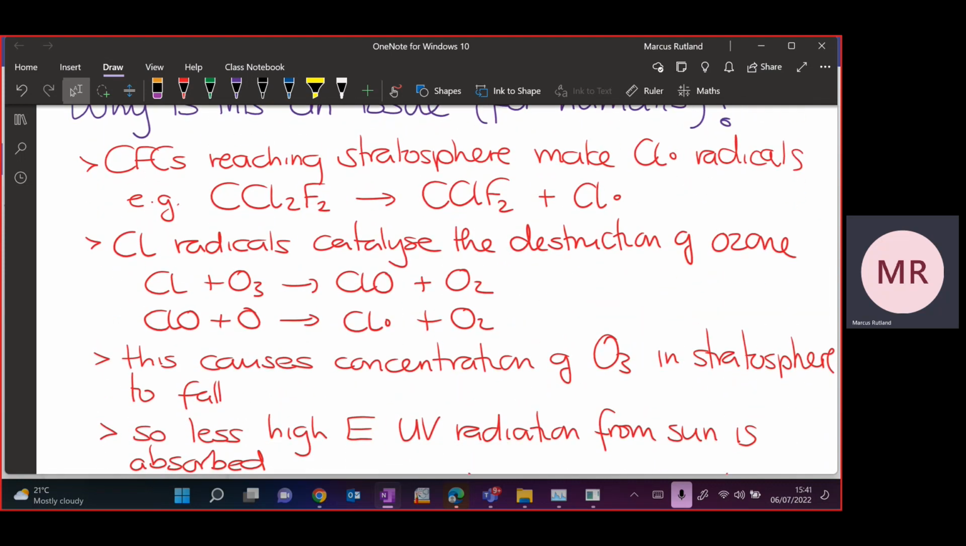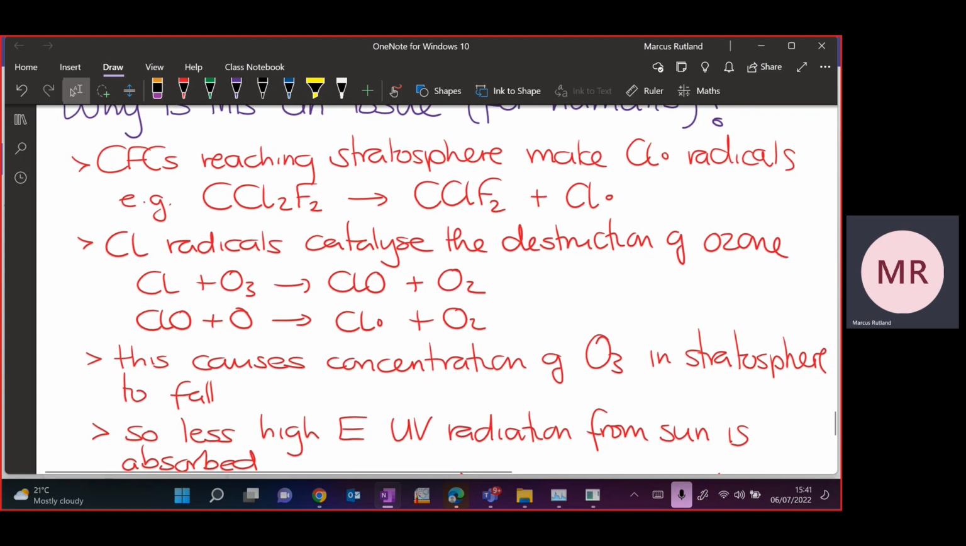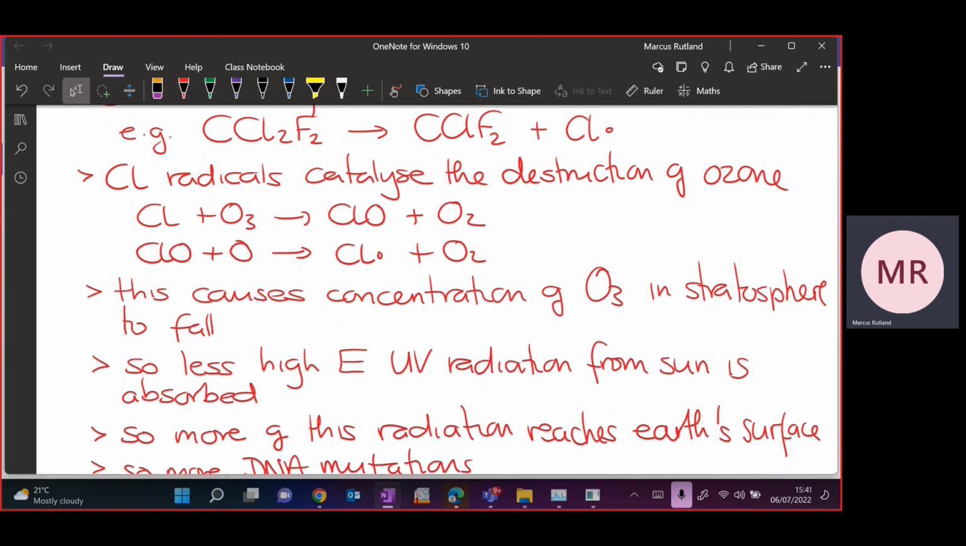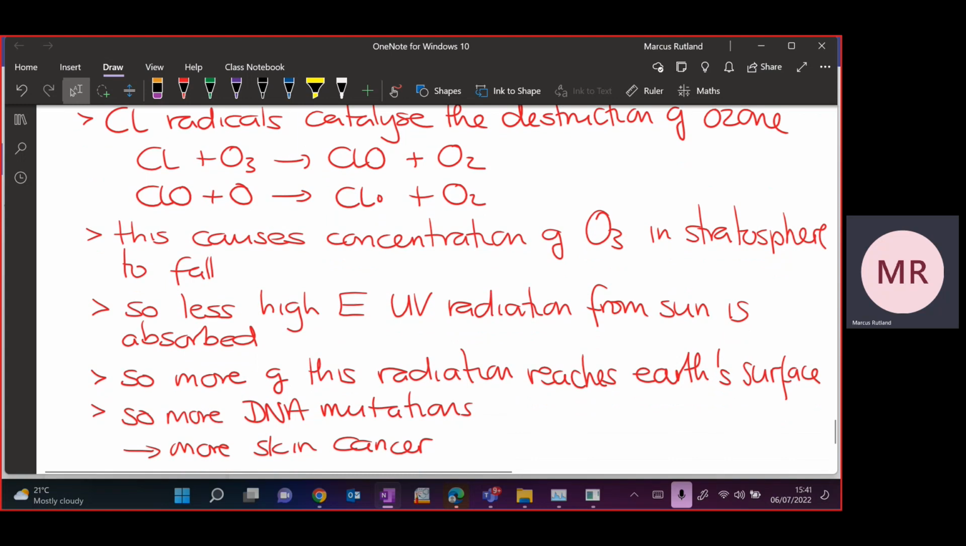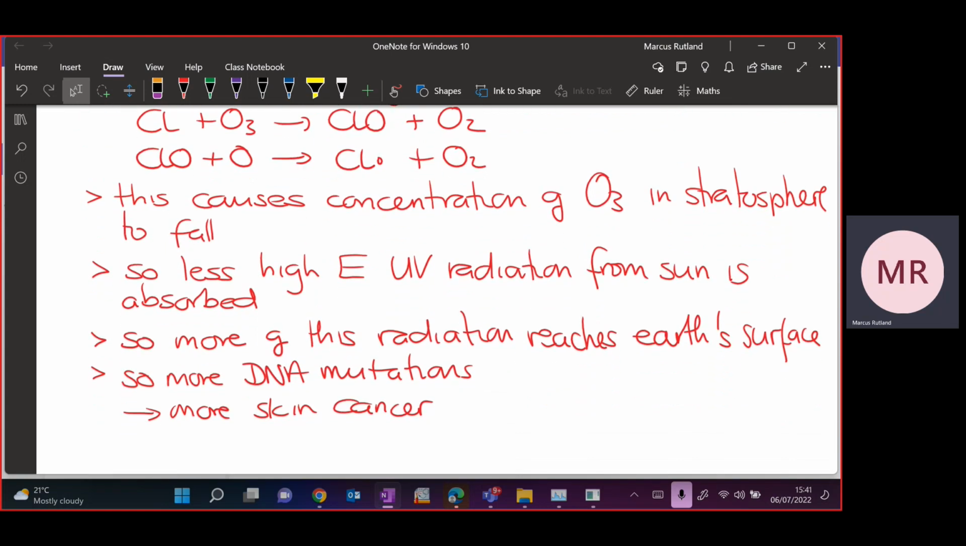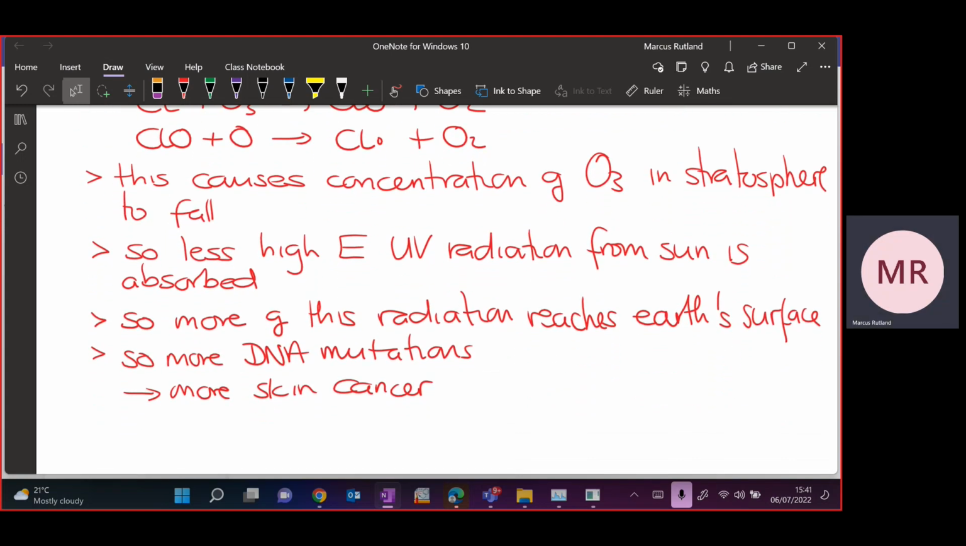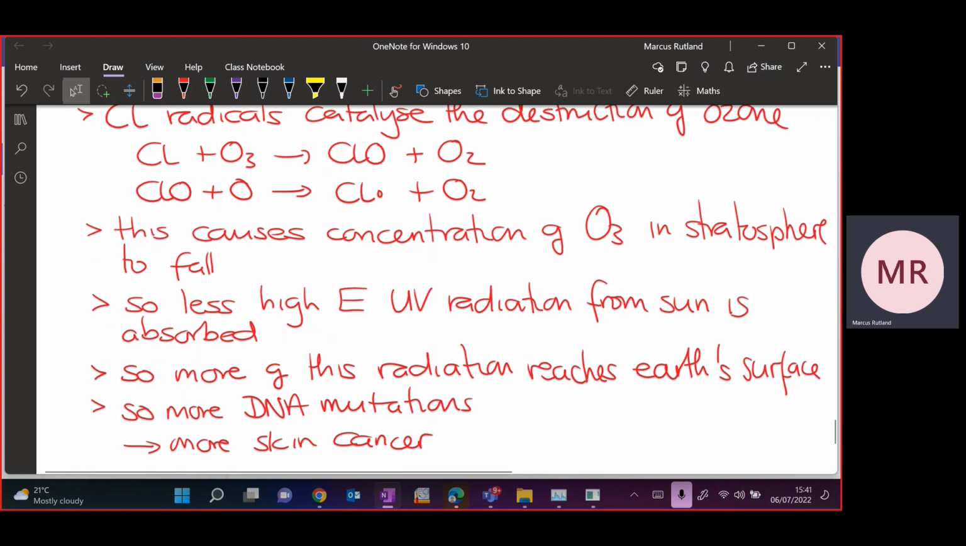An exam question will expect you to make a clear chain of logic, and you could add in some extra detail like here: when they reach the stratosphere, they absorb high energy UV radiation, photodissociation, and give the equation and so on. And then the chlorine radicals, that catalytic process, and give the equations, and then so what about that process, and just so on until you've made this clear chain of logic.